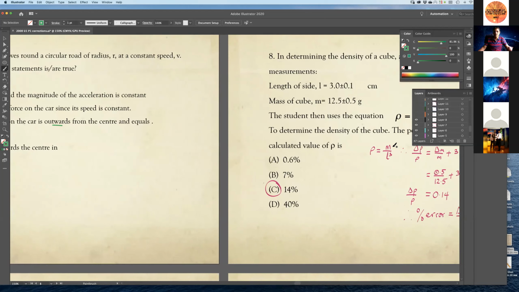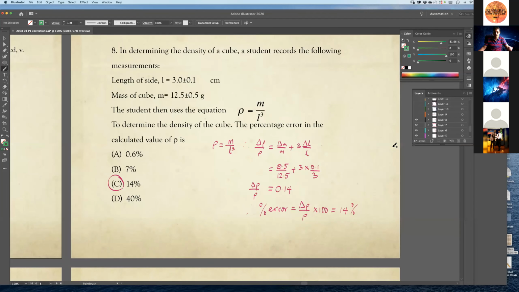All right, we did this in 2009. I also wrote it again for 2008. This is the error question we did last week, where we have the length and its uncertainty, the mass of the cube and its uncertainty, and they are asking us to use the equation to determine the density and the percentage error. Determine the density of the cube, the percentage error.